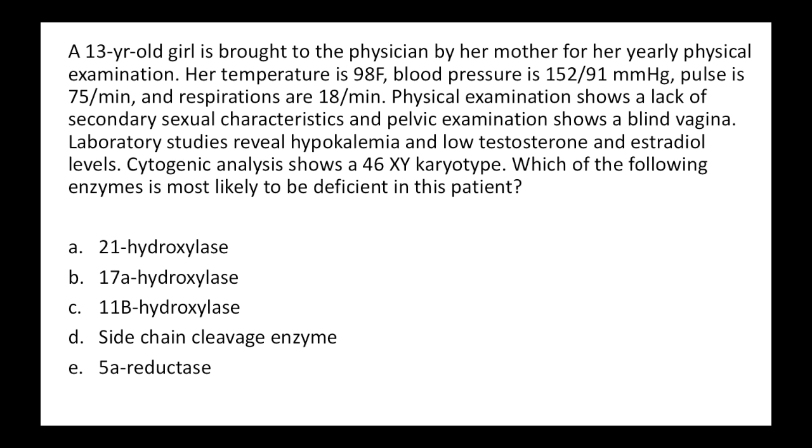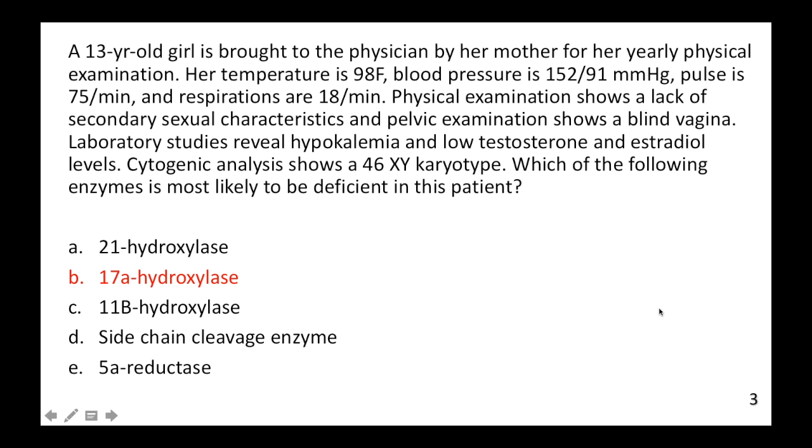I'm going with C. She's got high blood pressure, low testosterone, no female secondary sexual characteristics. B. Did you say B? I didn't. B for boy. Okay.